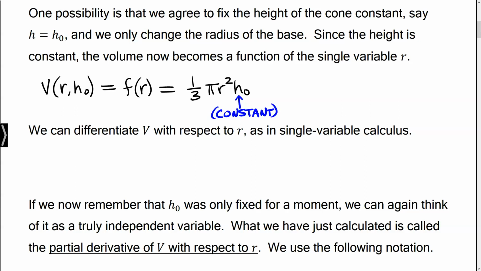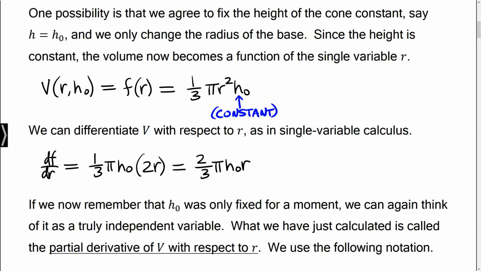Now we can differentiate this like we did in first semester calculus. In other words, we can take df dr, the derivative of f with respect to r. In this case, 1/3 pi and h naught are all constants, and the derivative of r squared is 2r. So we end up getting 2/3 pi h naught r.